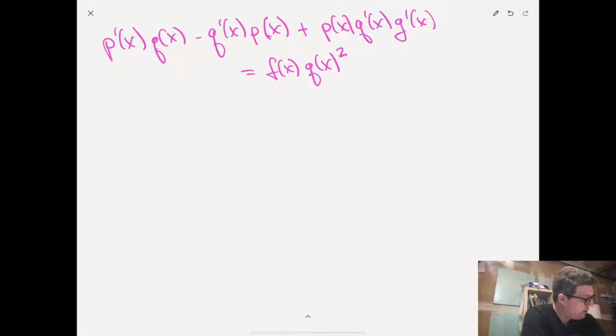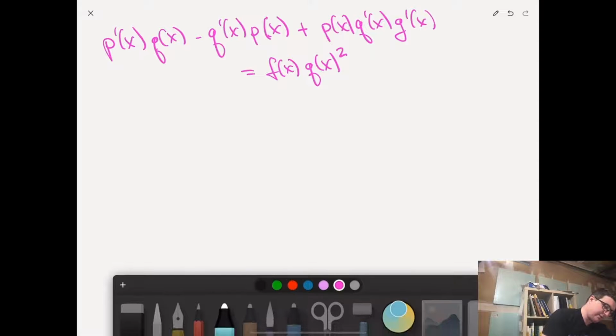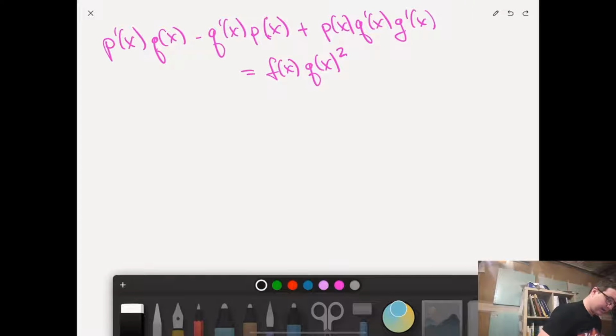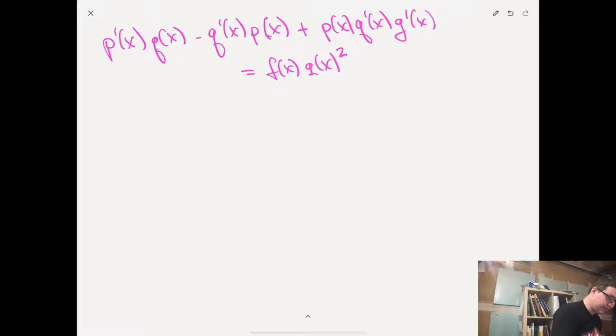Okay, and now what we'll do is we will factor it. So we'll put everything with a q on one side. Let me go back to black. So everything with a q on one side. So this has a q. This is not right, this should be a q. Okay, this has a q, and this has a q. And so this tells us.